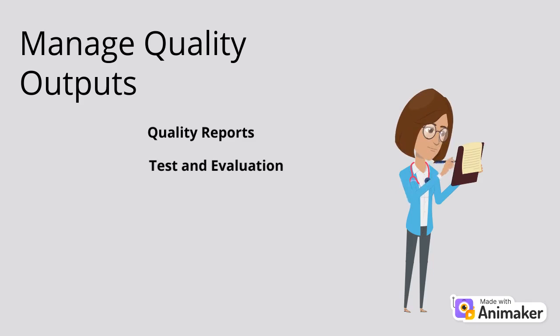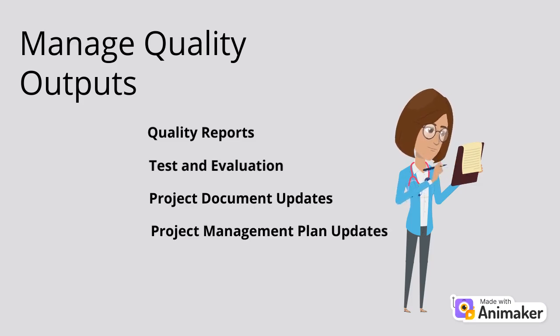Second one is test and evaluation. To ensure that the final product satisfies the specification, tests are conducted on a variety of materials and documented. Third, project document updates. Some processes will require updates to various project documents. Updated documentation means the improvements are in recorded form. Lastly, project management plan updates. The project management plan is formally approved at the beginning of the project and then progressively updated throughout the course of the project.